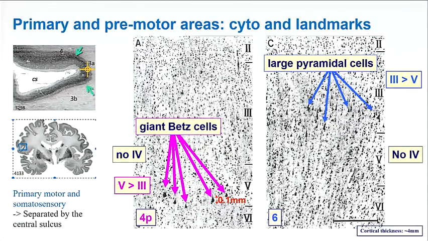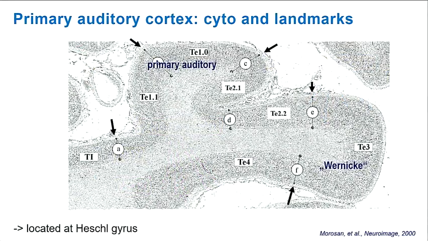While the primary motor cortex in the central sulcus has a clear border to the somatosensory cortex, and here you can be quite sure that you have identified the right region. When we go to the primary auditory cortex, the mushroom sign, the Heschl gyrus, is very clearly visible. And at the free surface of this Heschl gyrus, the primary auditory cortex can always be found.